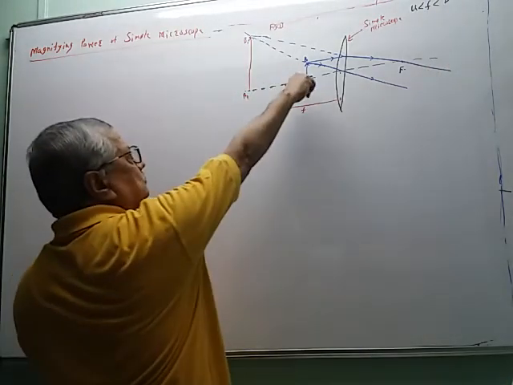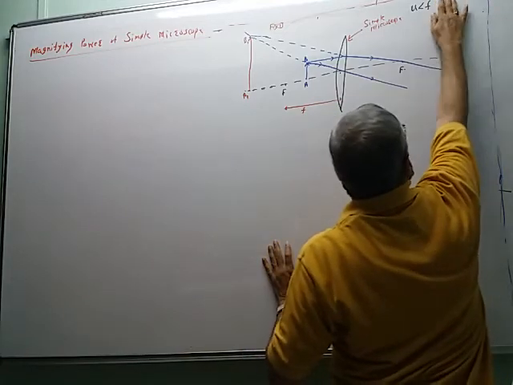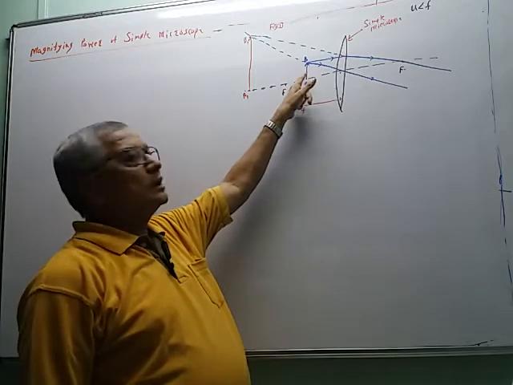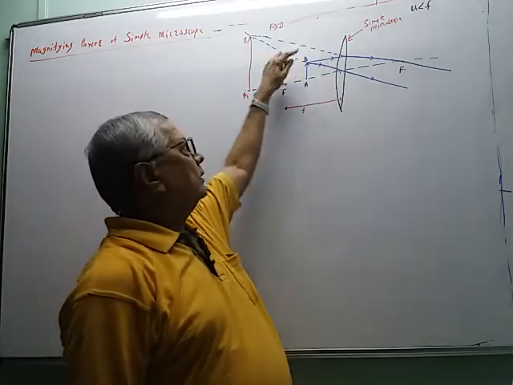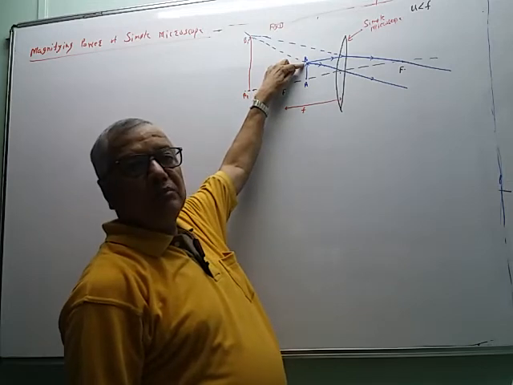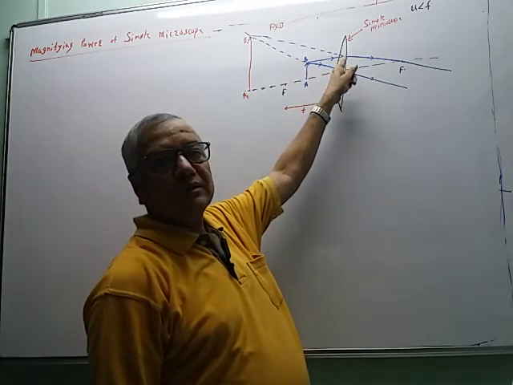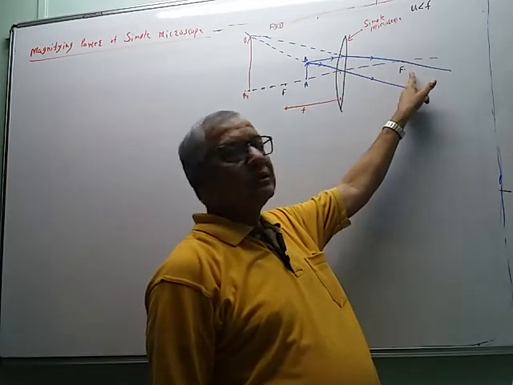I will write down this condition afterwards. When the object AB is kept here, the image is formed like this. We know the rule for image formation. First we have to form the image of B. So first, the incident ray is drawn parallel to the axis. It is a paraxial ray. It passes through the focus on the other side.